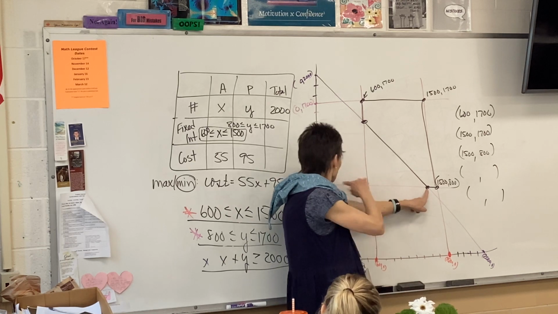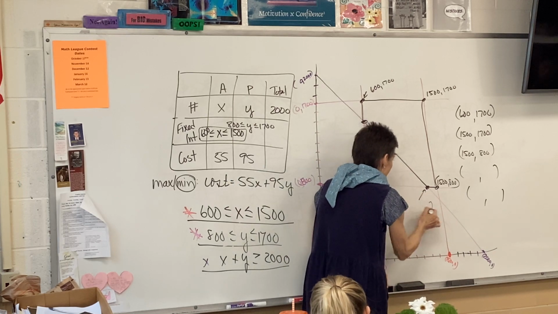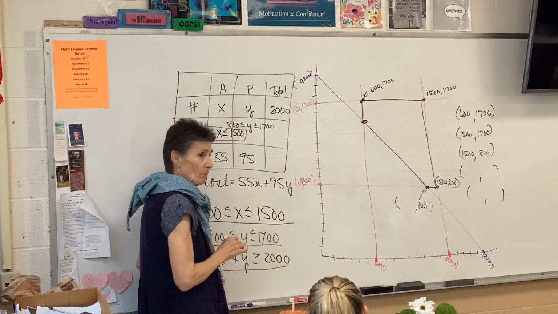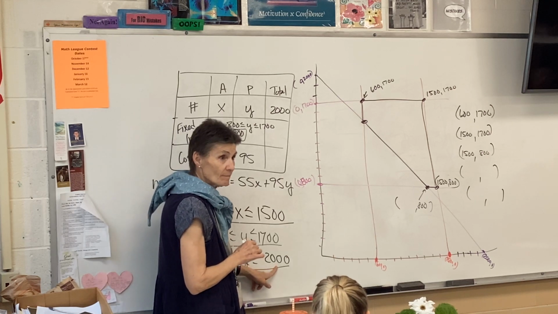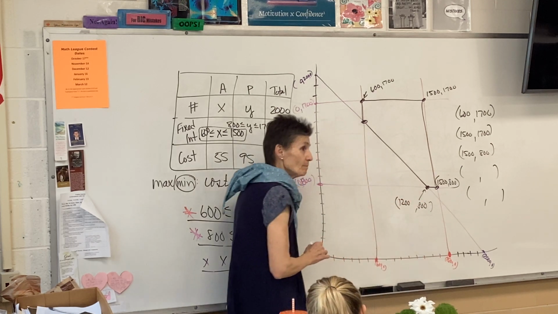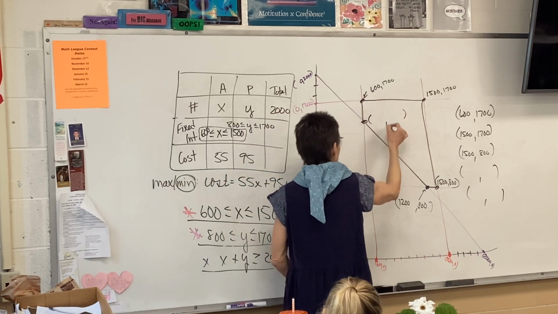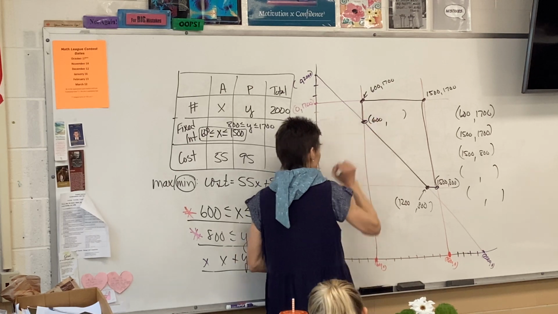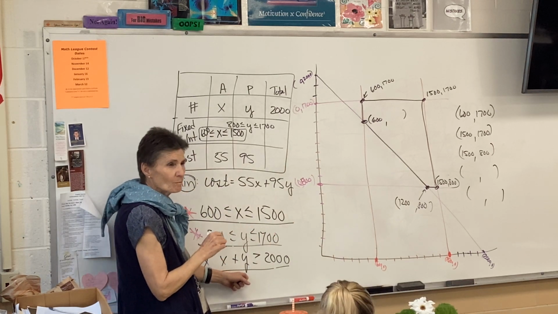What do I know about this point right here? He's on the pink line, so his Y is 800. But he is also on the purple line, which means he has to add up to 2000. So if Y is 800, then X must be 1200. And then this one, kind of the same idea, we know his X is 600. He's on purple though, so his Y must be 1400.